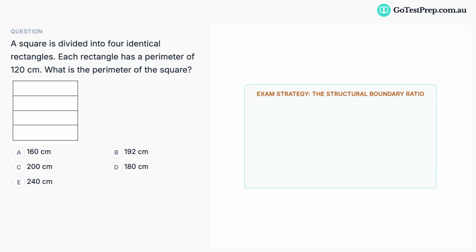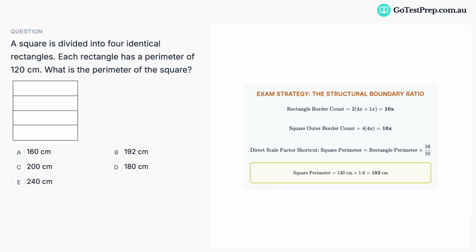Here's an elite exam strategy to optimize your speed and accuracy on shape partition problems. On highly competitive tests, you can completely bypass calculating the individual length of x by comparing unit boundary weights directly. On your scratch pad, write down the border counts. A single rectangle's boundary consists of 10 unit steps, while the square's outer boundary is made of 16 unit steps. This sets up a direct scaling ratio of 16 over 10, or exactly 1.6. Multiplying the given rectangle perimeter of 120 straight by 1.6 shortcuts you to 192 in a single calculation step. This master strategy eliminates half your scratch work and keeps you moving rapidly.